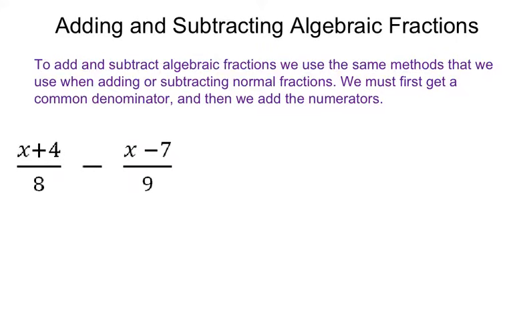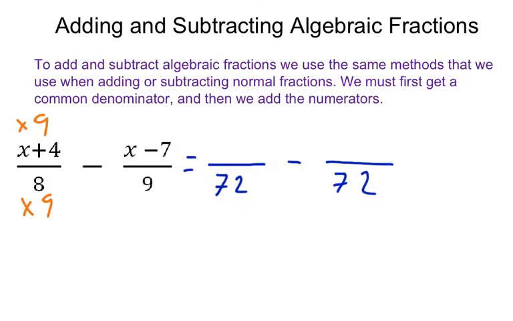In the next example we have x plus 4 over 8 minus x minus 7 over 9. Now the principle for subtraction is the same as the principle for addition. We first of all have to find a common denominator, which in this case is 72, and then we find our numerators. So for the 8 we have to multiply by 9, so we have to multiply the top by 9.